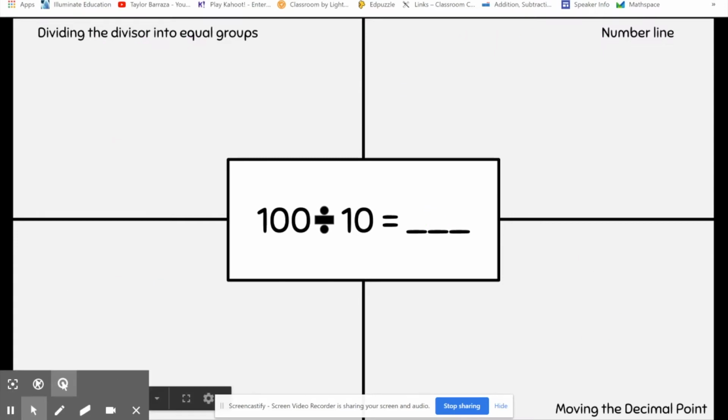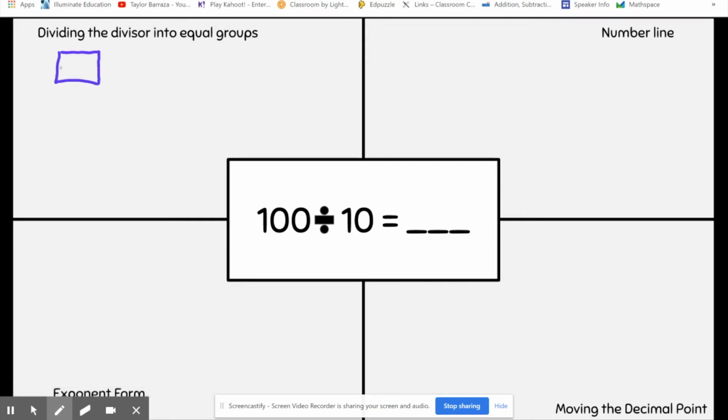Our next problem is 100 divided by 10. If I were to draw the divisor 100 as a base 10 block, it would be like this. Thankfully, since I have experience with base 10 blocks in person, I know that a base 10 block of 100 actually has 10 tens in it. So I'm going to redraw this to show that by separating out the tens.